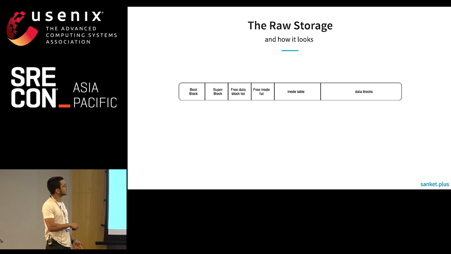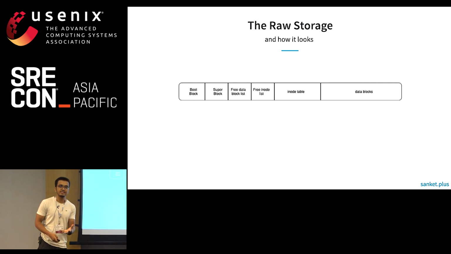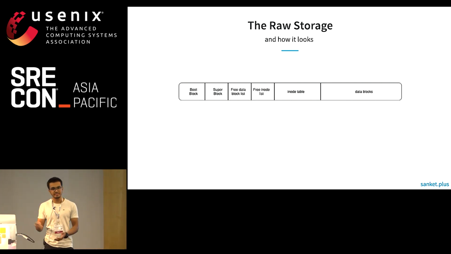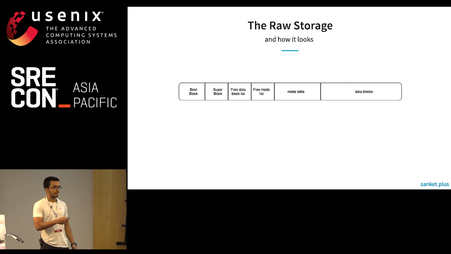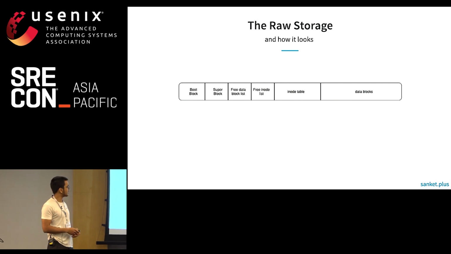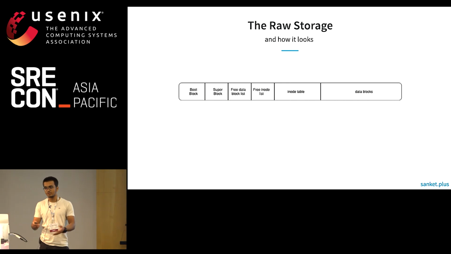There will be a super block. Super block is metadata about your whole file system. That is how many inodes there are, how many blocks there are, what the utilization is, things like that, what the block size is. And there will be a boot block. If your disk or file system is bootable, then the booting instructions would go there. So this is the overall picture of where things would go.